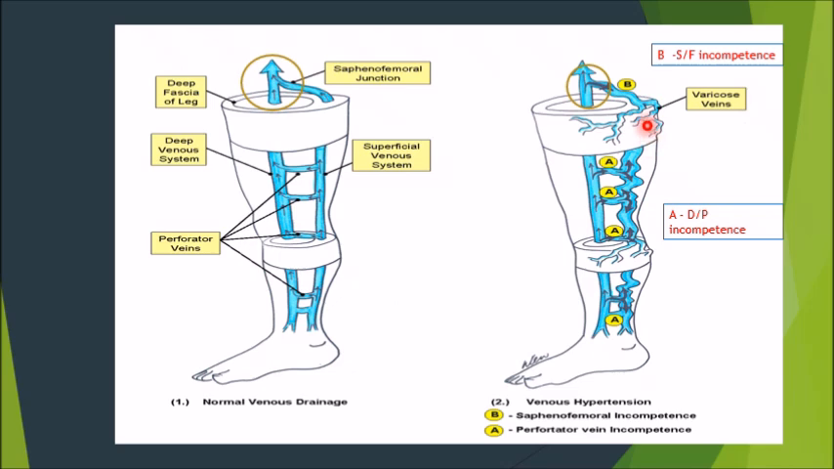As a result of this backflow, the superficial veins become dilated, tortuous, and elongated. And these are the varicose veins. In these patients, there is venous hypertension. There's increased pressure in the venous system in the leg because of this stasis of blood.